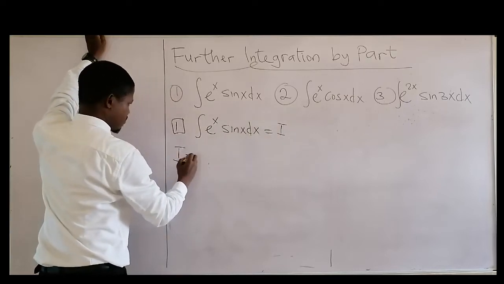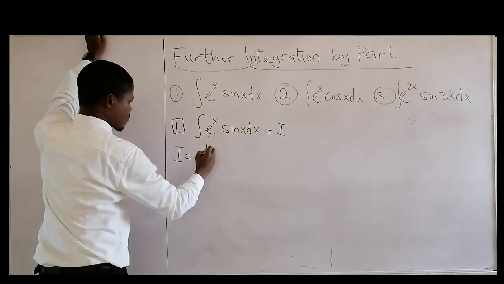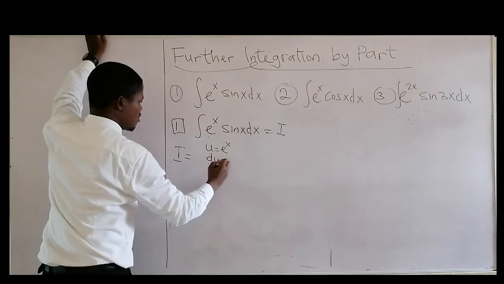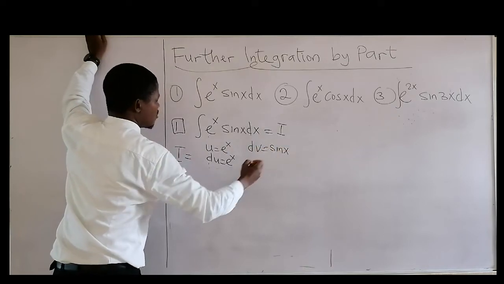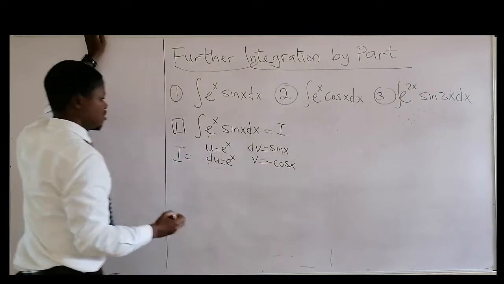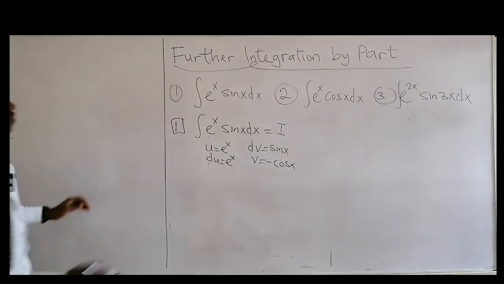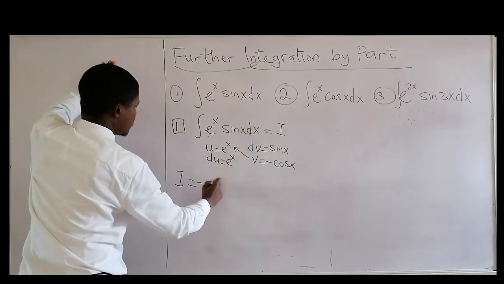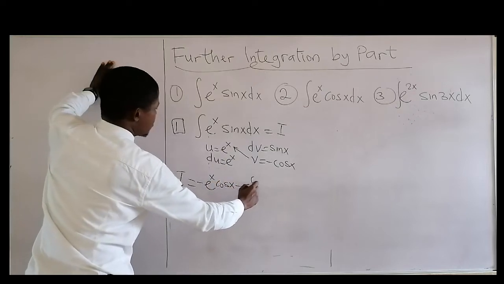So I is equal to this. Let's call this one u, so u is equal to e^x. The v is equal to sin x. So integrate that. So v is equal to what? Minus cos x. So we now have I equal to uv, which is equal to minus e^x cos x minus the integral of v, minus cos x.